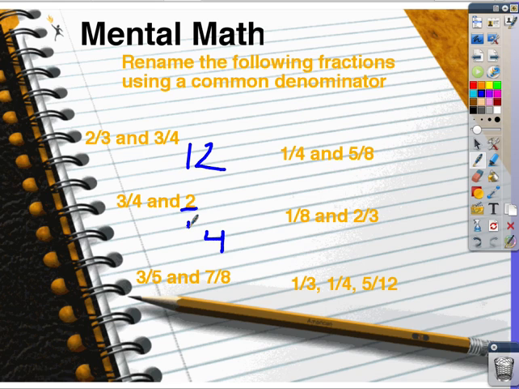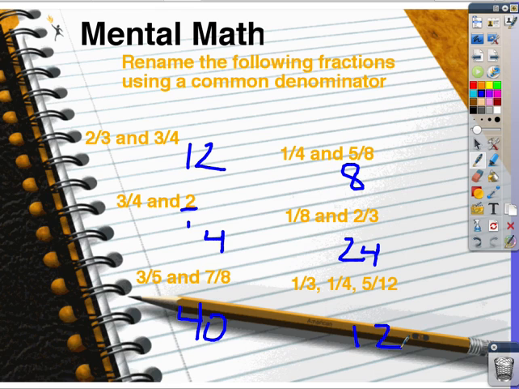3/5 and 7/8, common denominator of 40. 1/4 and 5/8, the lowest common denominator is 8. Lowest common denominator for 1/8 and 2/3 is going to be 24. And 1/3, 1/4, and 5/12, they all have 12 in common.